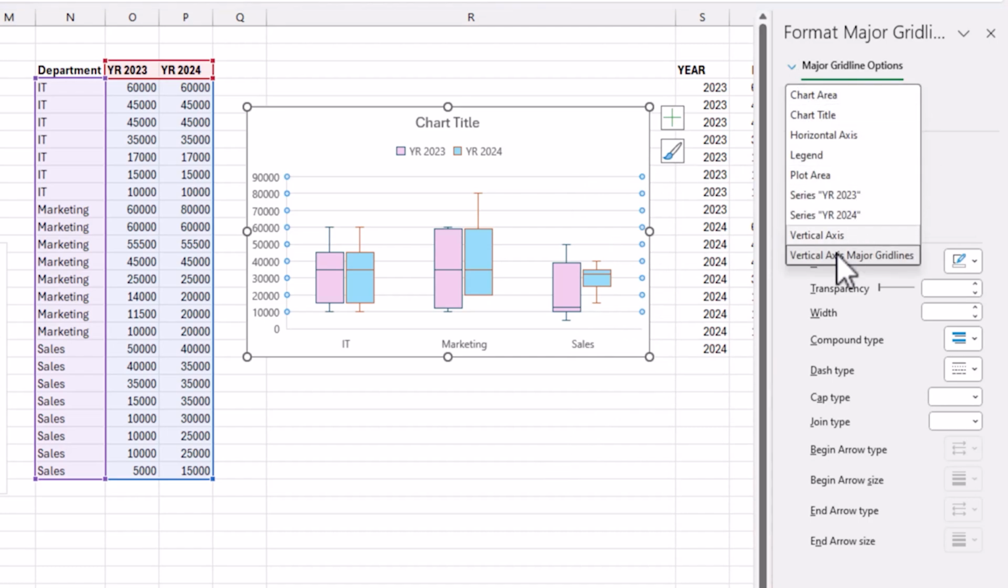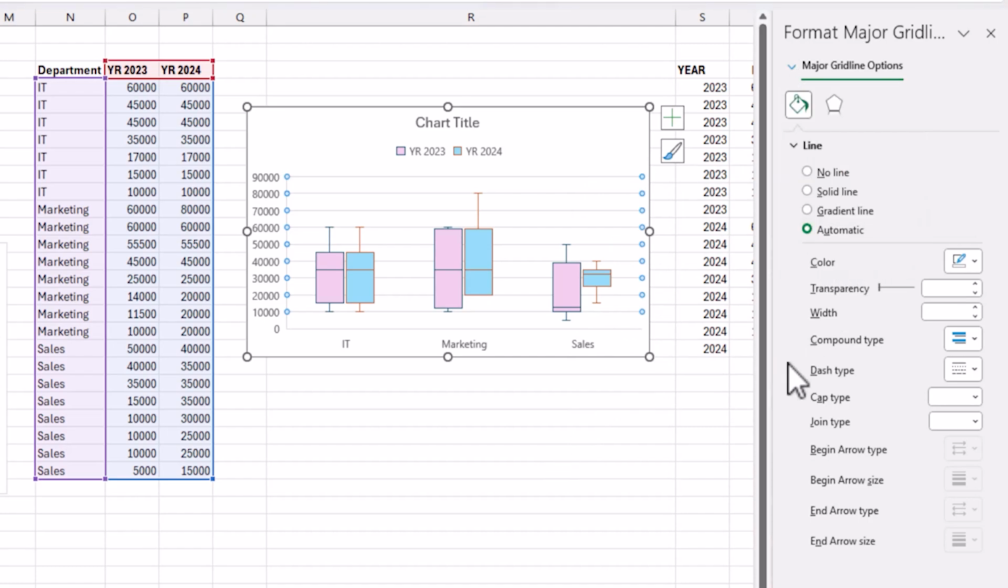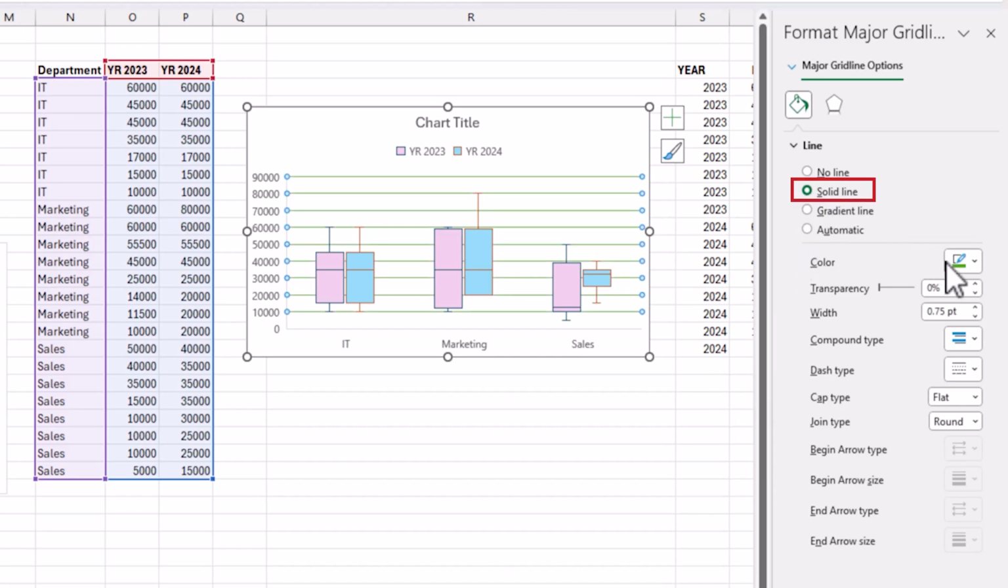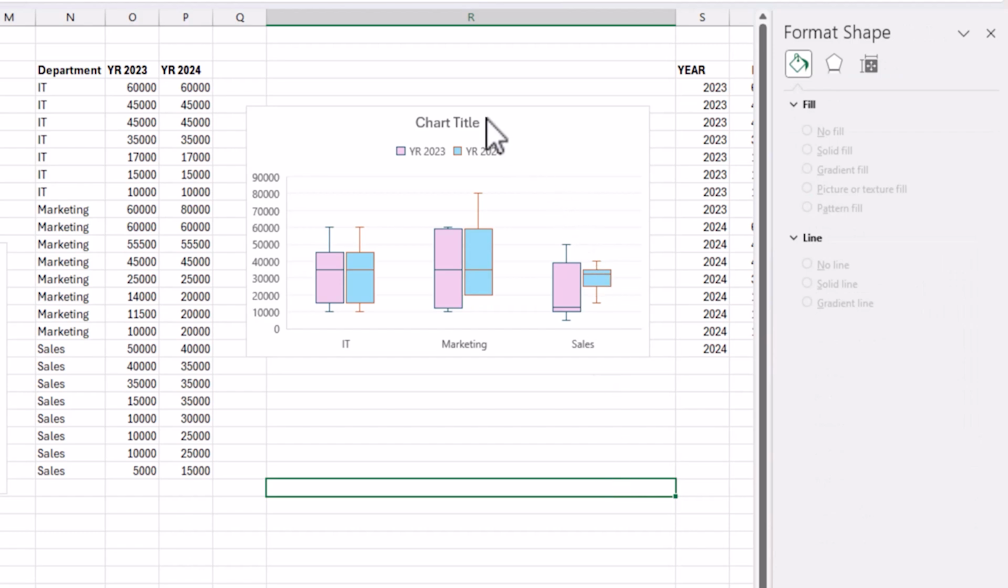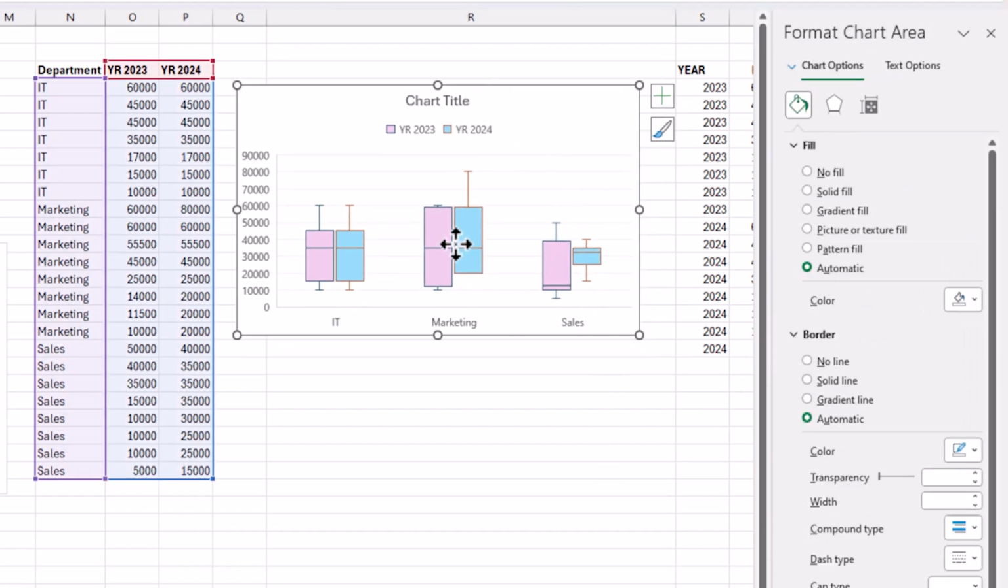So you can go here to the drop down. That is the way you can easily select. And now I can do solid line, make the line less visible. And so here is our third chart that we can build.